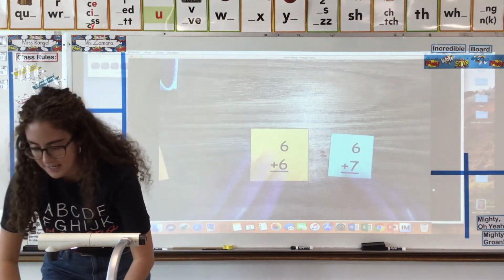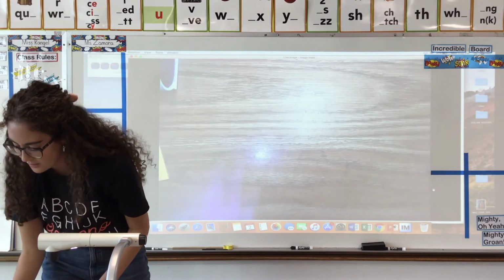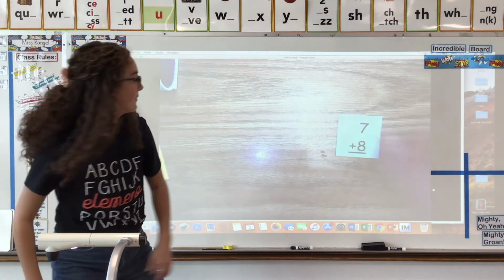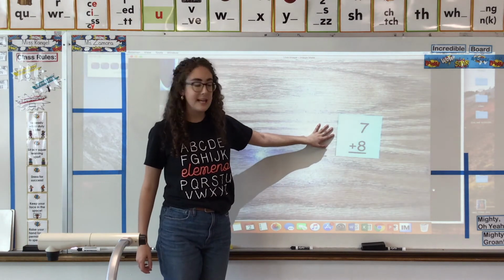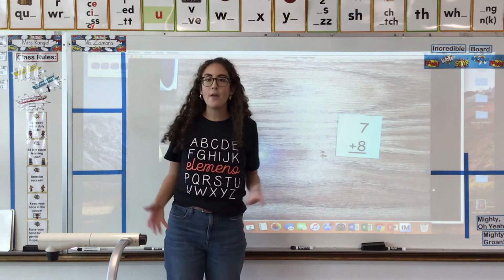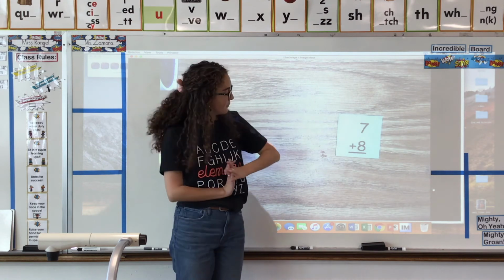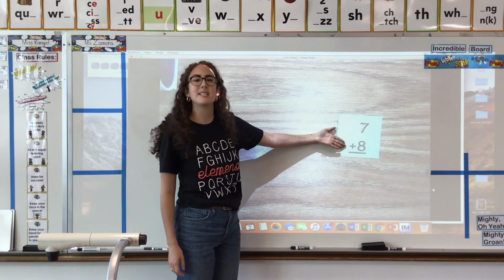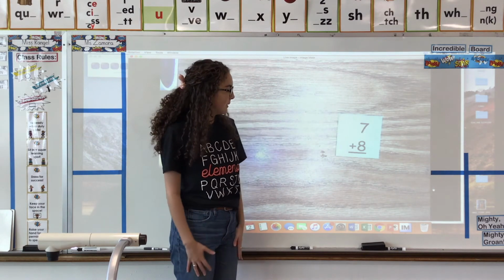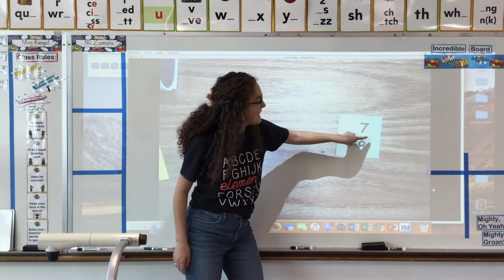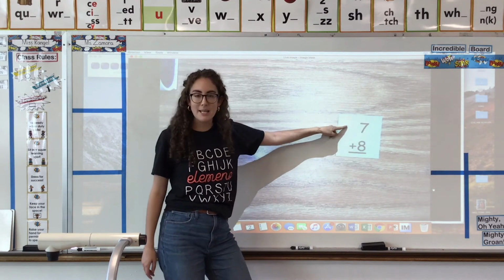Okay, let's try another set. Can we put those in our used pile? And now we're going to look at 7 plus 8. These are numbers on the number line, so we can solve using our doubles plus 1 strategy. What number do we want to double to solve? What number do we want to double? The 7, because it's the smallest number.